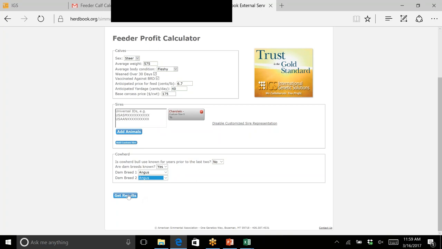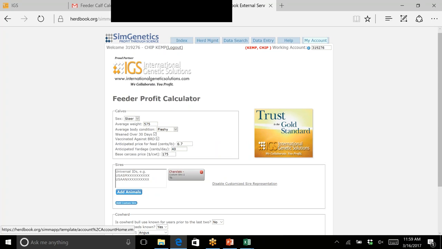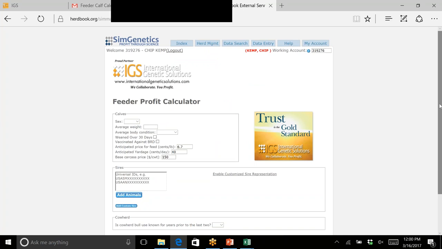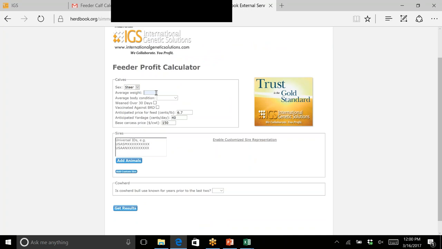Hope... the thing logged me out. Sorry, hold on. I sat still long enough, I guess, that it's going to make me log back in. I know how these things work, so we'll go over here and do it again. That's what happens when I sit still very long. That's how Wade keeps me motivated. He's a heartless taskmaster. That's just the way it is.